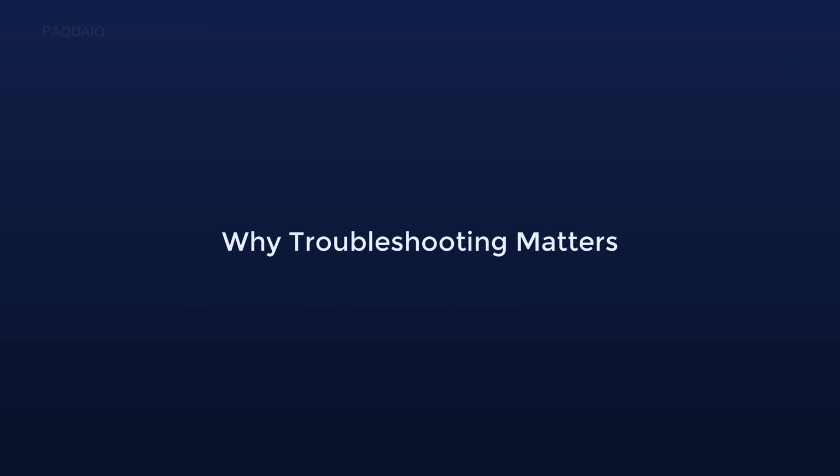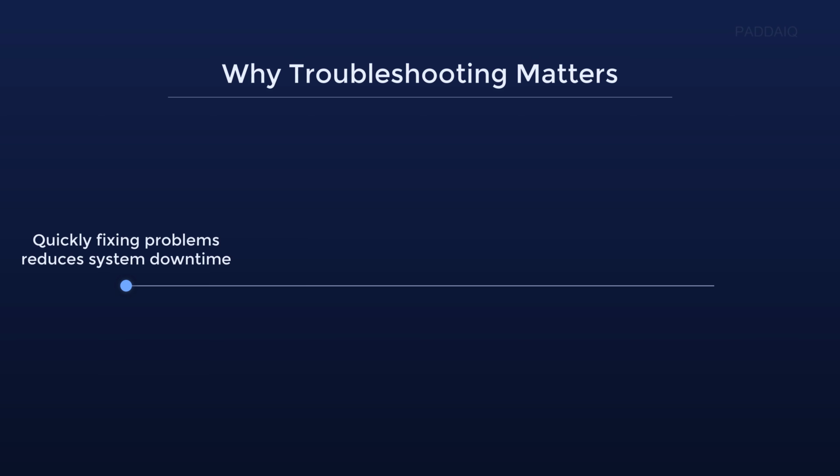Effective troubleshooting is critical for business continuity. Quickly fixing problems reduces system downtime. This means when technical issues are resolved fast, your SAP systems and applications stay available and functional for users. For instance, if a payroll calculation error occurs, rapid troubleshooting ensures employees get paid on time without disruption. This maintains business continuity and user trust in your IT operations.